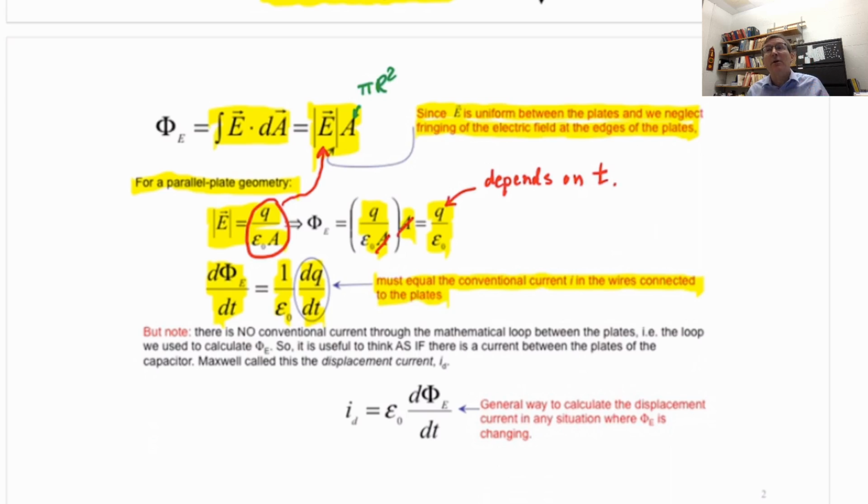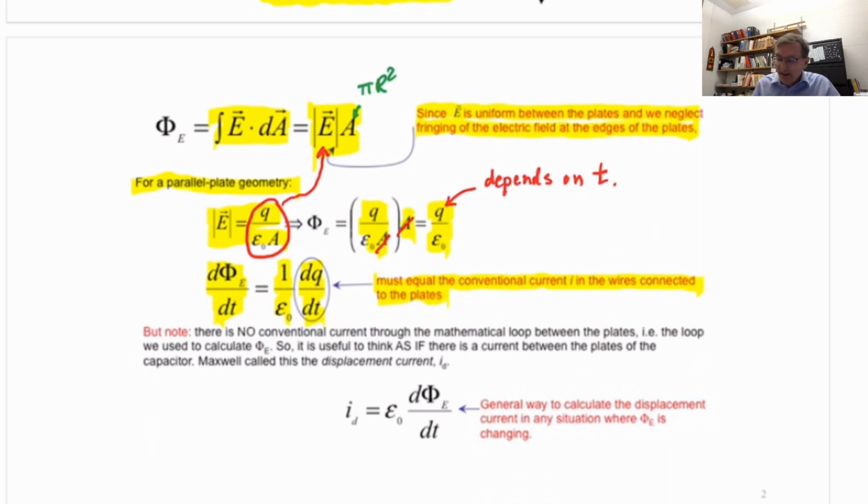Because remember, charge is conserved. It can't just appear magically. All right. So, fine. That dQ dt is the rate at which the charge on the top plate is growing or changing. And it must equal that conventional current in the connecting wire.